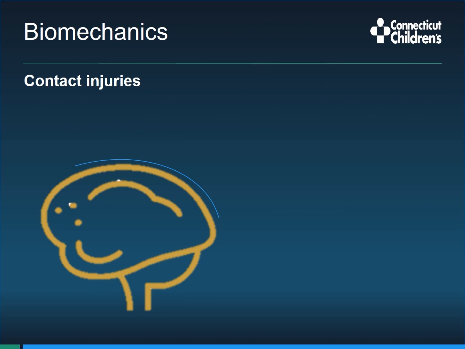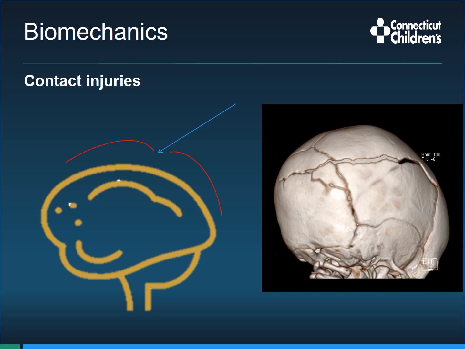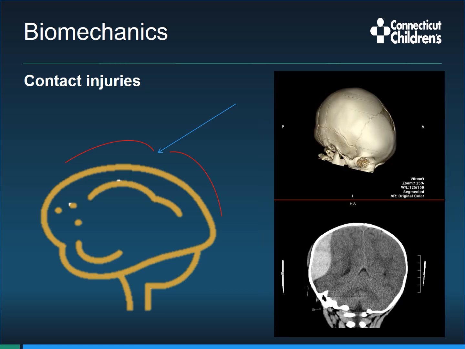Injury mechanisms for AHT can be generally characterized as contact, inertial, or a combination of both. Contact injuries involve the focal application of force to the infant's head with resultant injury at or adjacent to that point. Examples of such injuries include skull fractures and epidural hematoma.